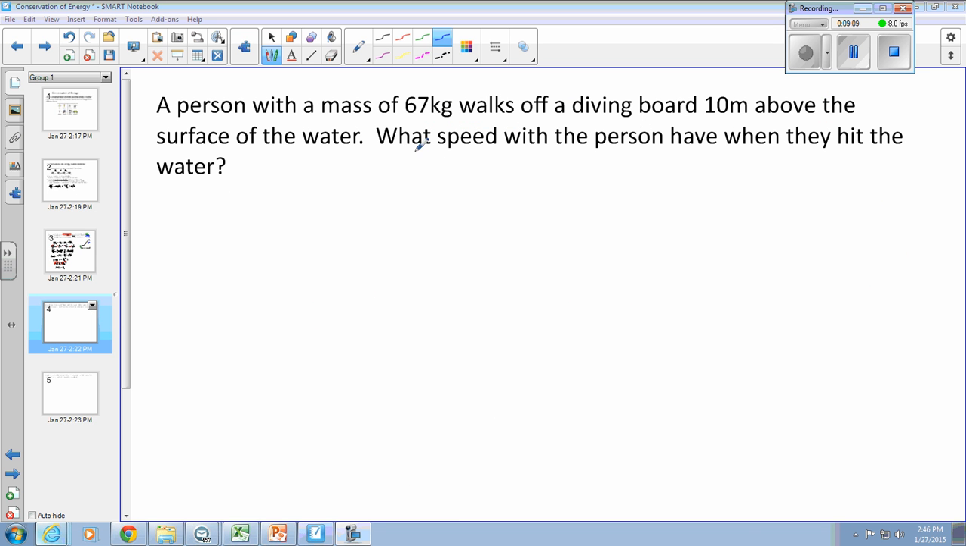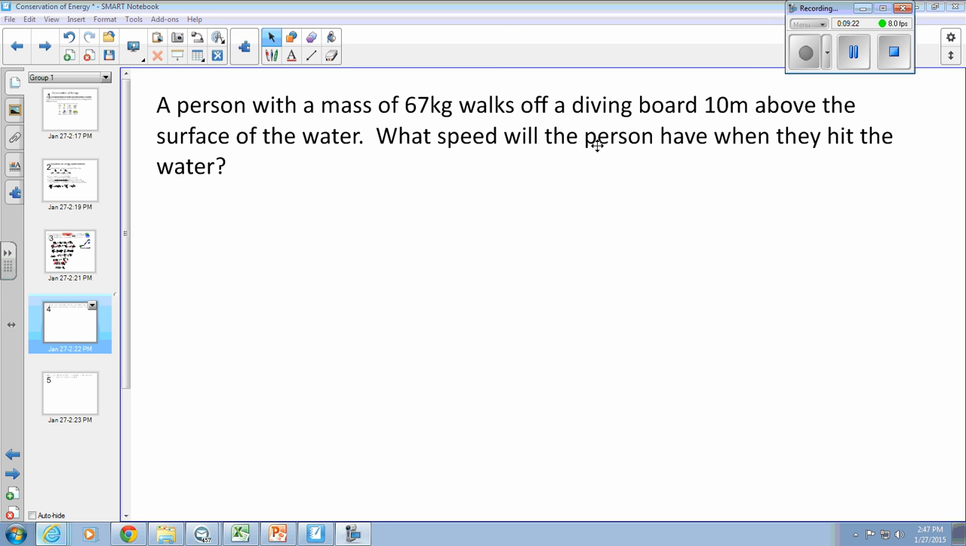Next problem. A person with a mass of 67 kilograms walks off a diving board 10 meters above the surface of the water. What speed will the person have when they hit the water? So the key here is to understand that they're saying that the person is walking off the diving board. They're not jumping, they're walking.